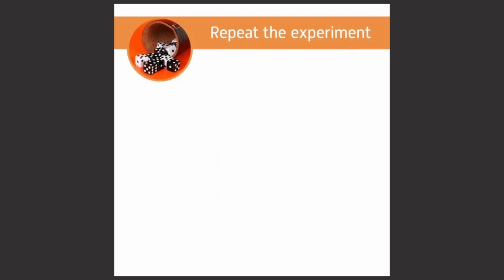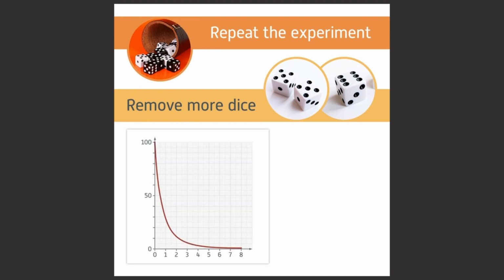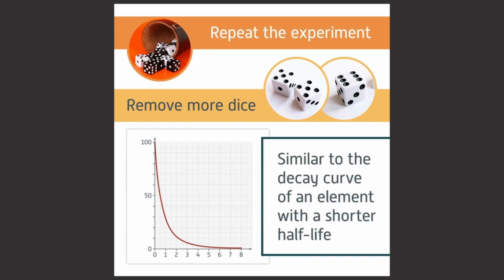You could repeat the experiment and this time remove more dice each time, perhaps removing all the dice showing a 5 or a 6. This will give a curve that drops off more sharply. This is similar to the decay curve of an element with a shorter half-life.